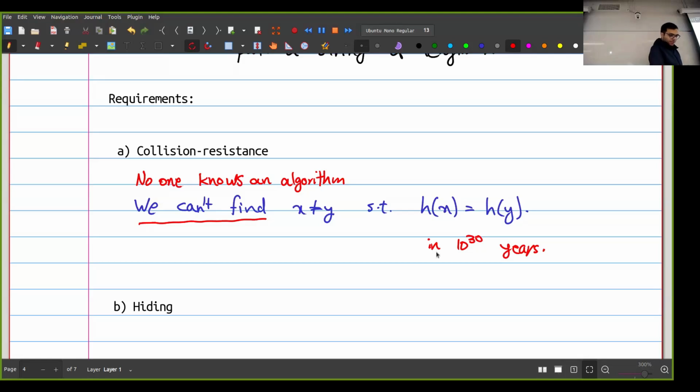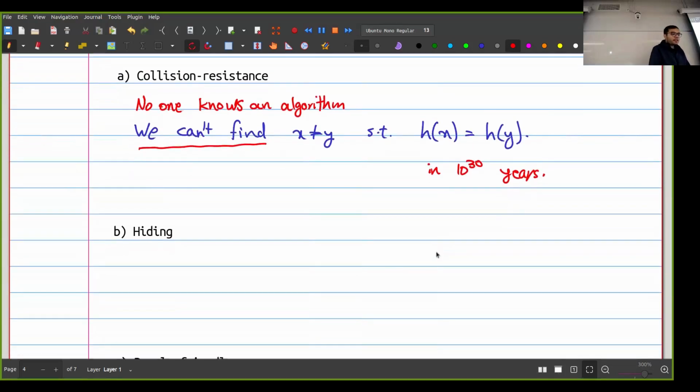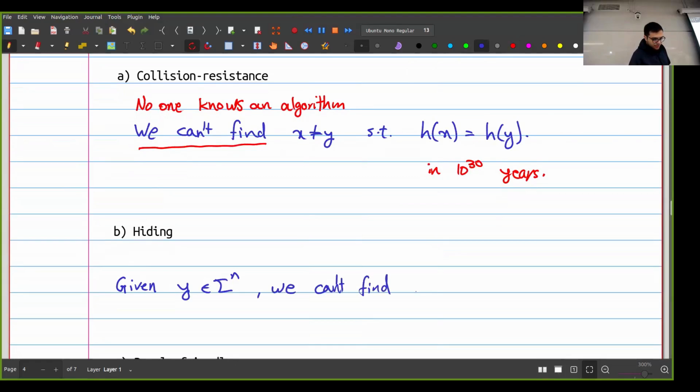The second property is the hiding property, which basically says that you cannot invert a hash function. So if I give you the hash value, you cannot find the pre-image of the hash. So it's like this. Given some y, which is of length n, we cannot find some string x, which can be of any length, such that the hash of x is equal to y. Okay? So if I give you the output of the hash function, you cannot find its input.